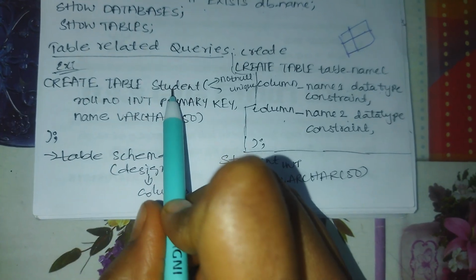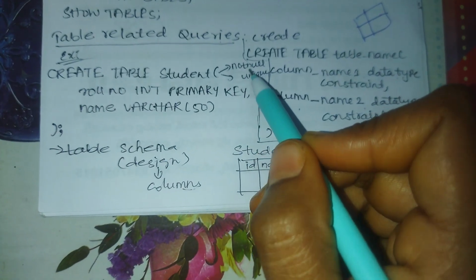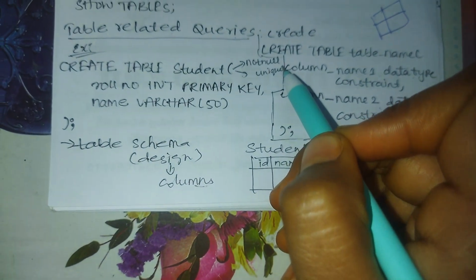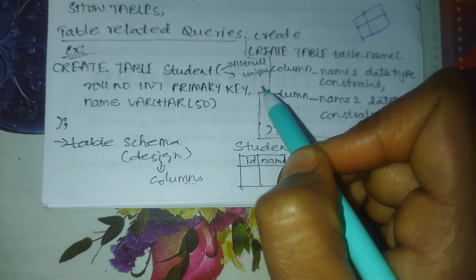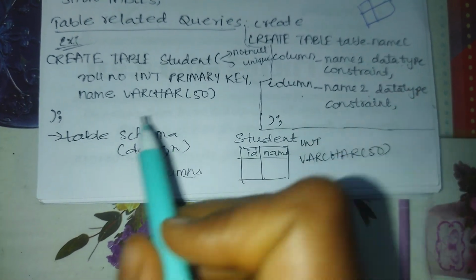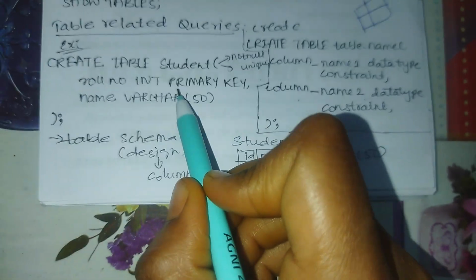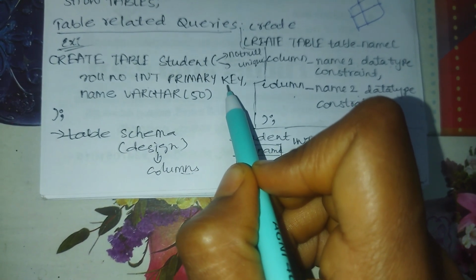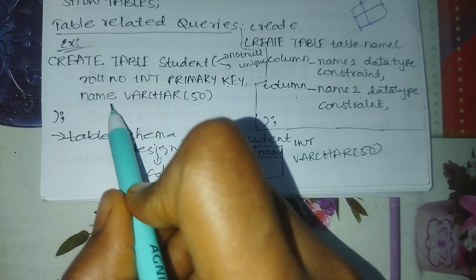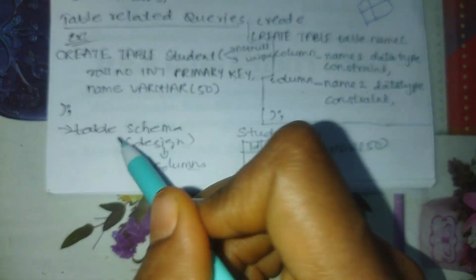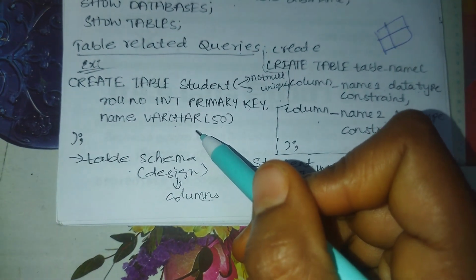Create a table student. The column will be not null or unique. Not null means it must have some value, and unique means it holds different values. Roll number is the primary key. Primary key is the representation for roll number. Name is varchar, with size 50. Closing the code. It explains about a table schema.